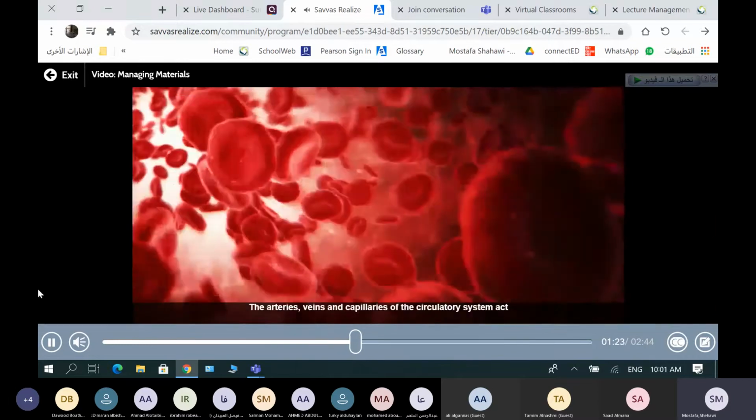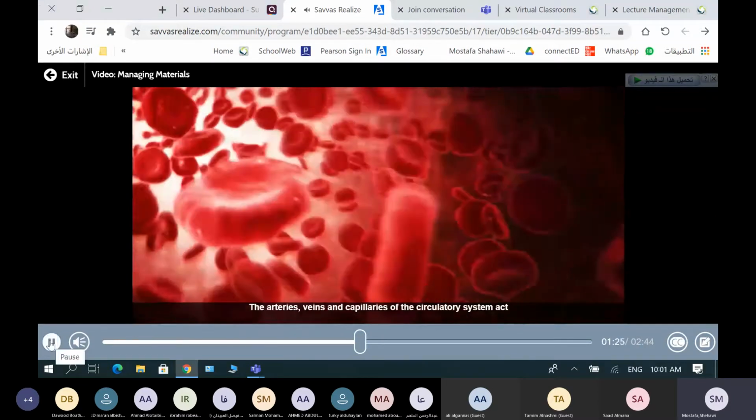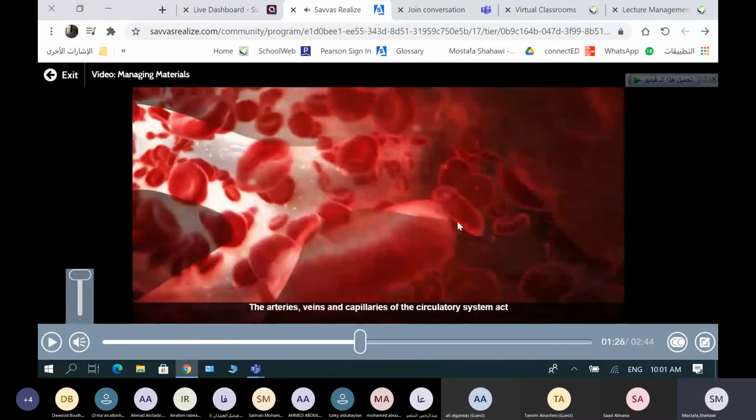The arteries, veins, and capillaries of the circulatory system. So the heart is connected to arteries, veins, and the capillaries of the circulatory system. These are called blood vessels. The tiniest blood vessel, where the real exchange occurs, is called capillaries. Capillaries are the tiniest blood vessels, where the exchange between cells and the blood will occur.